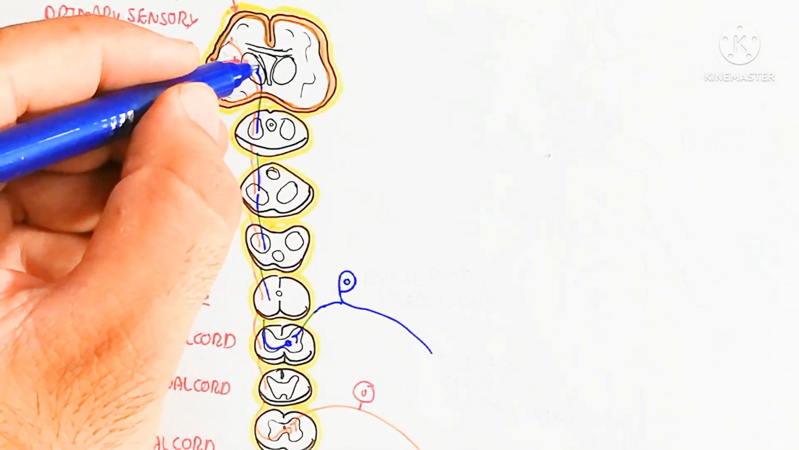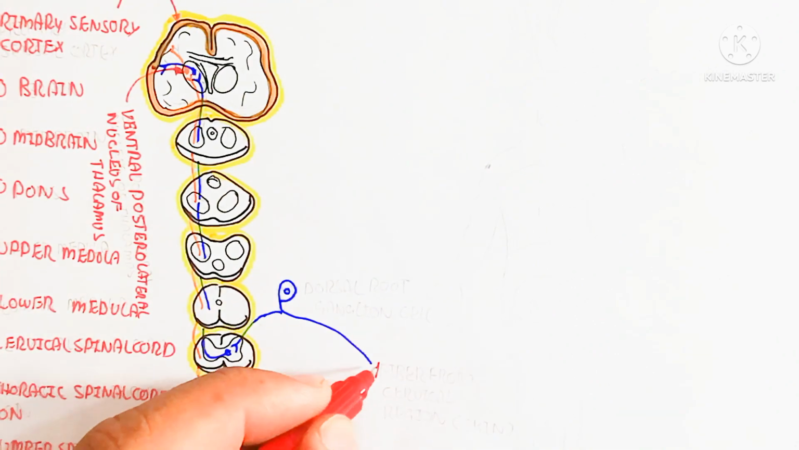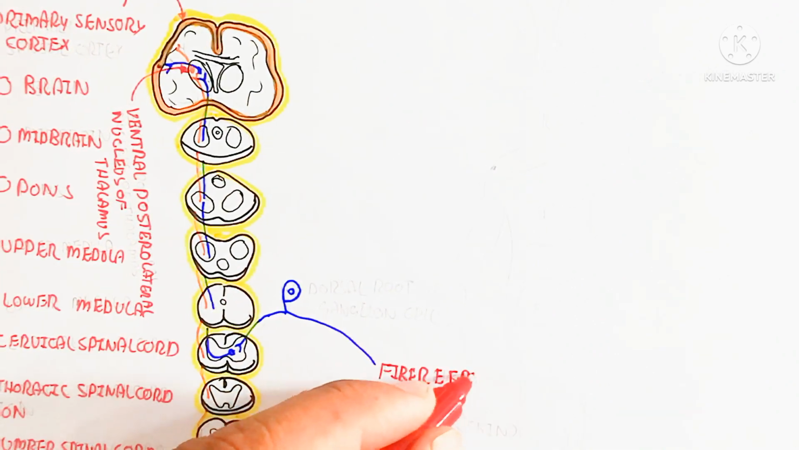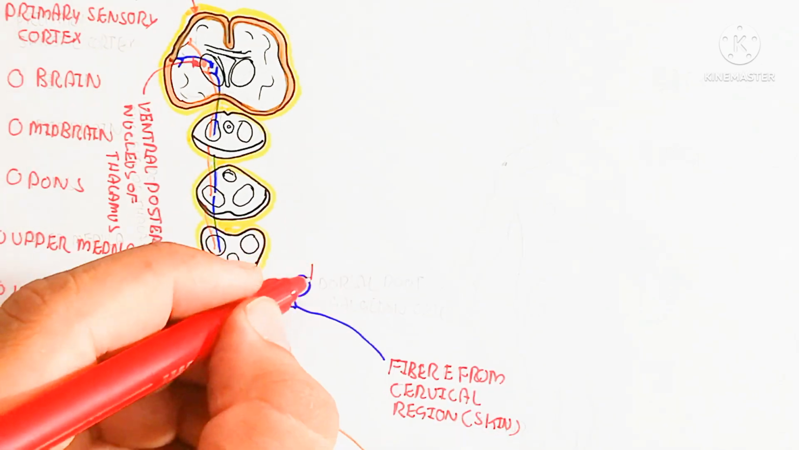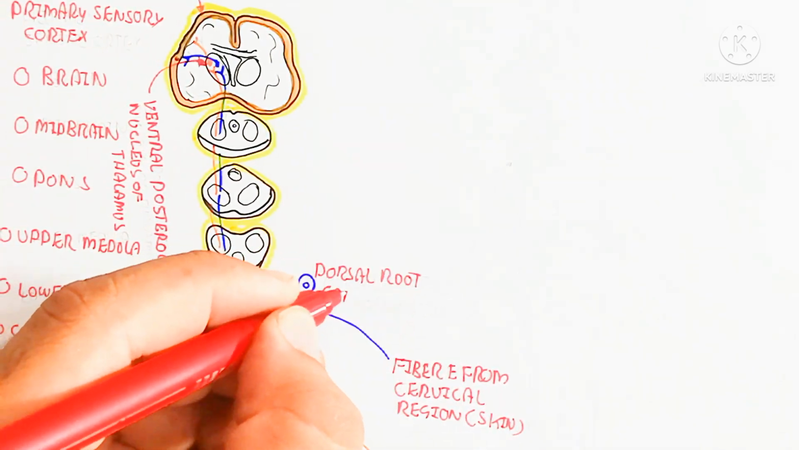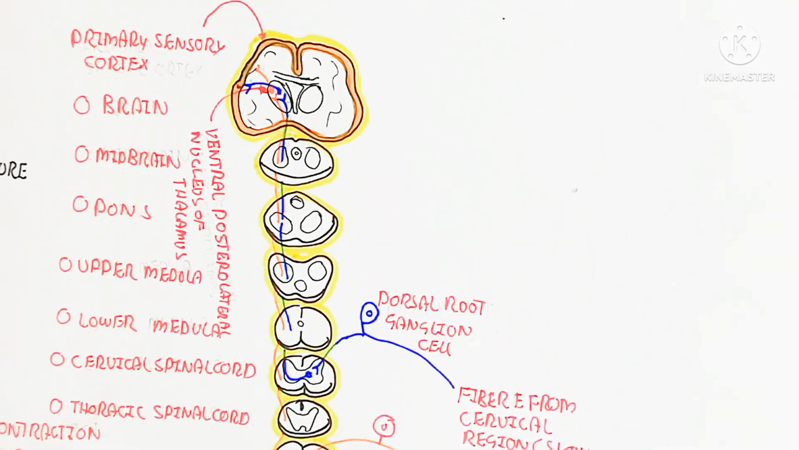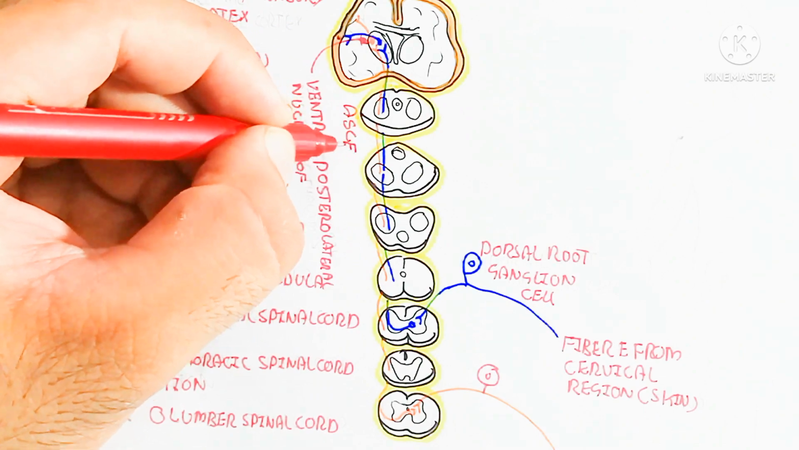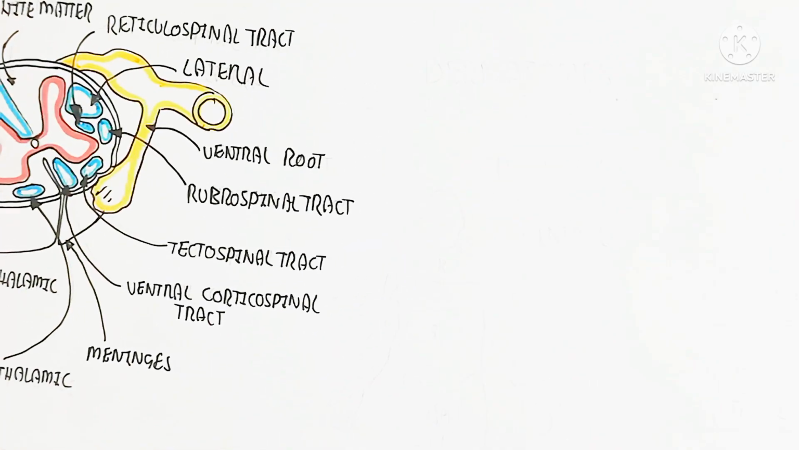and the third order neuron will target the primary sensory cortex, which will lead to the sensation of pain or the sensation of touch, pressure, heat and cold. So this is the dorsal root ganglion, which transmits the signal. The ventral root will give the effector response.